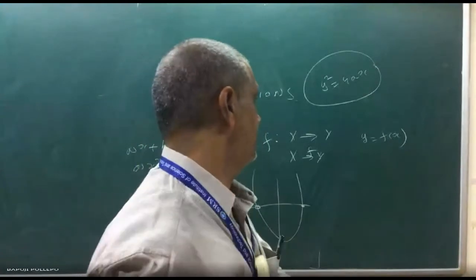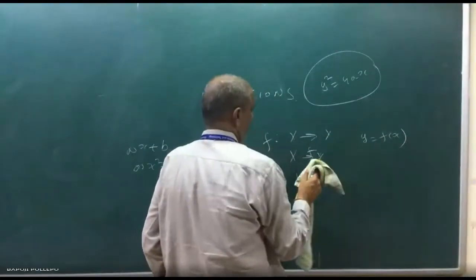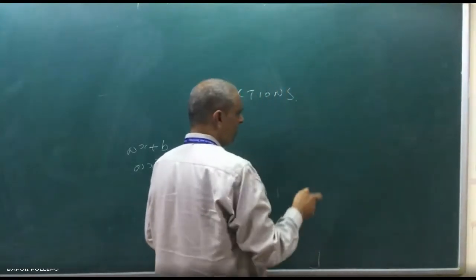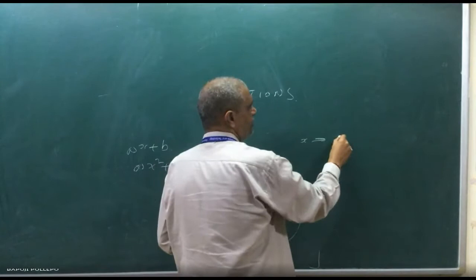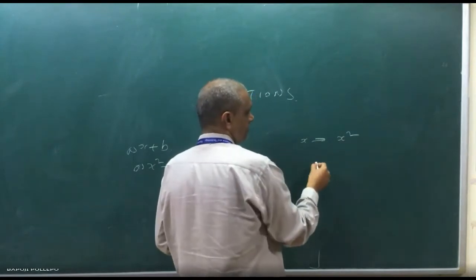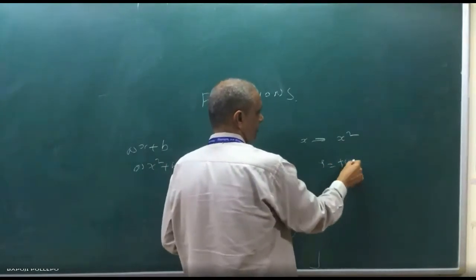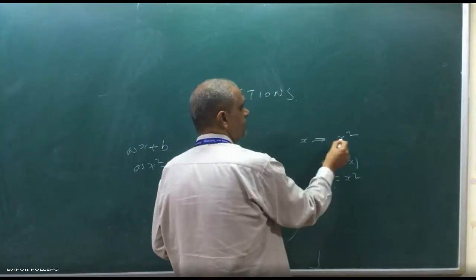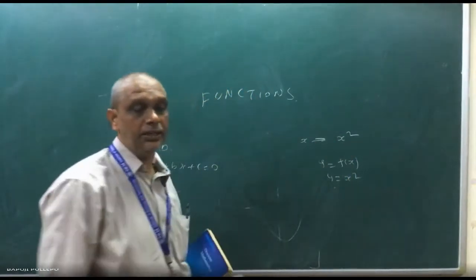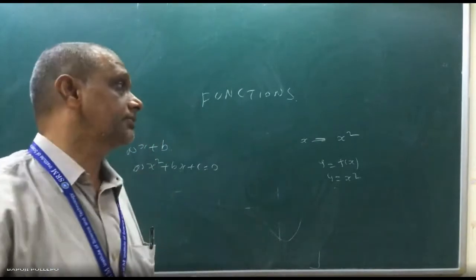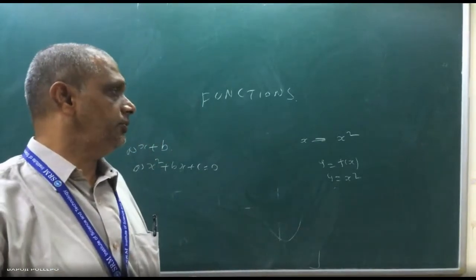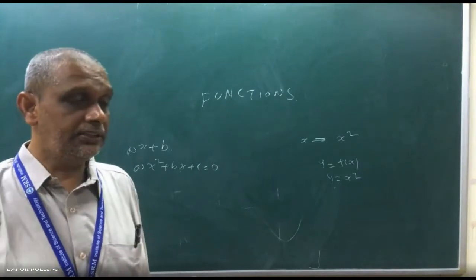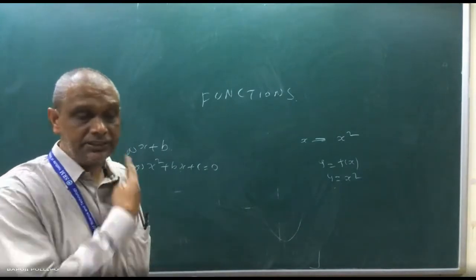From one set to another set I want to define. They may write it as x to x square. y is equal to x square means, suppose y is equal to f of x, or y is equal to x square, this is the function, or x maps to x square. Correct or not? So many notations are there for a function. But before going further, these are the different types of function. This is the algebraic function.